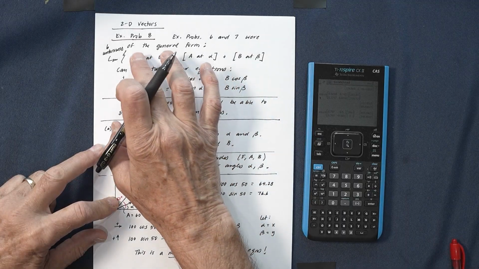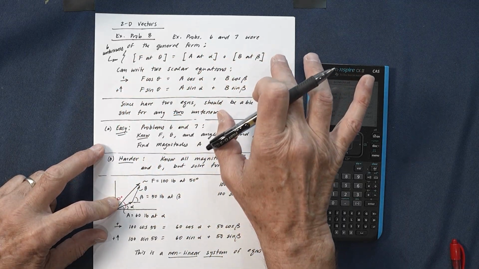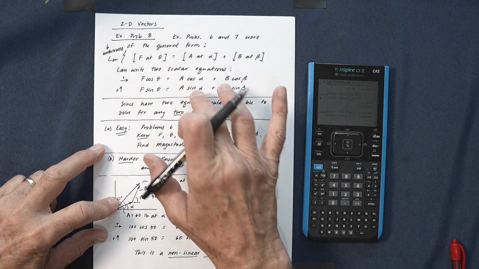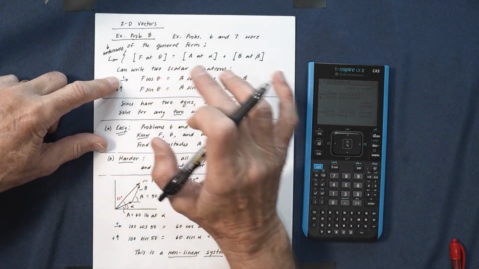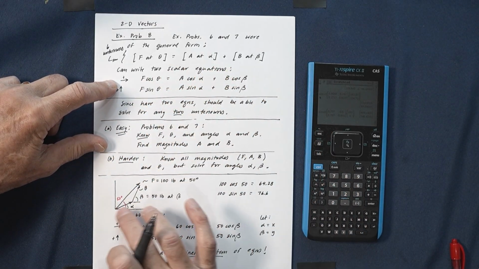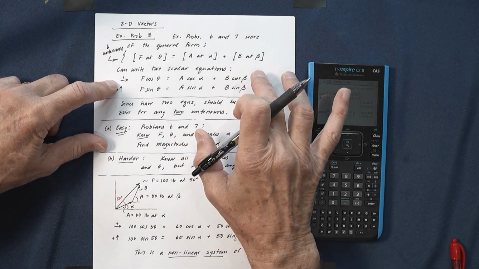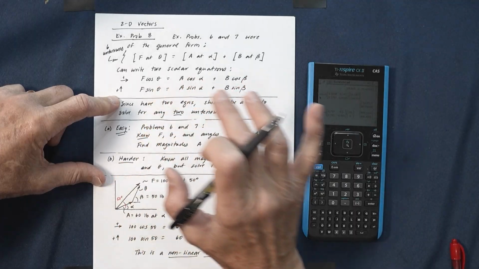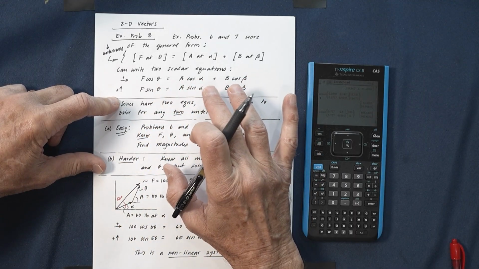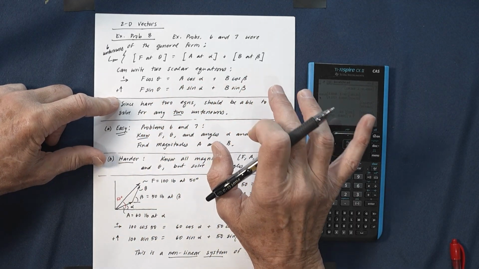So this vector equation can be written as two scalar equations. In the x direction, we can say F cosine theta is equal to A cosine alpha plus B cosine beta. In the vertical direction, we can have F sine theta is equal to A sine alpha plus B sine beta.